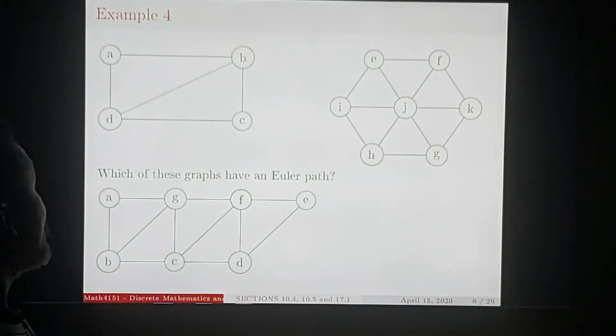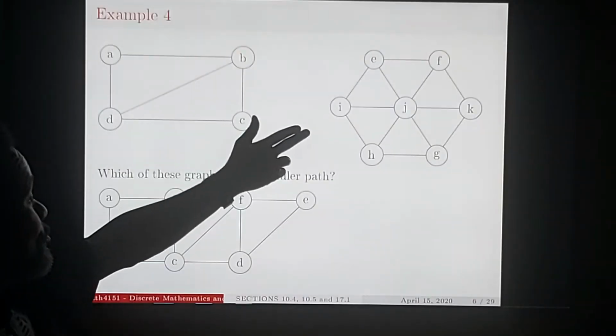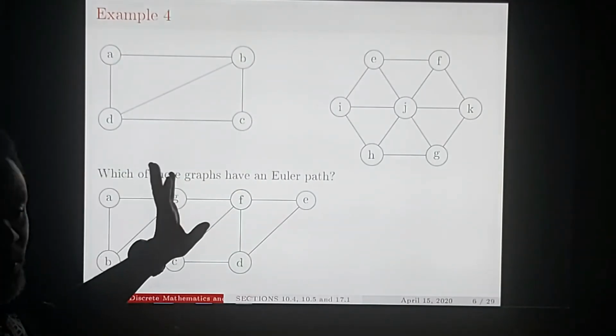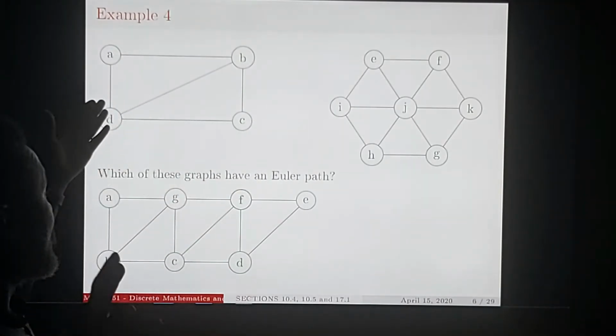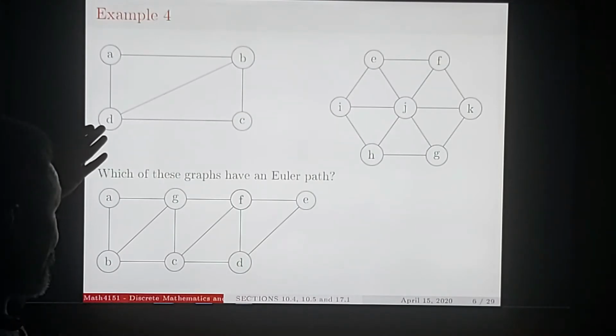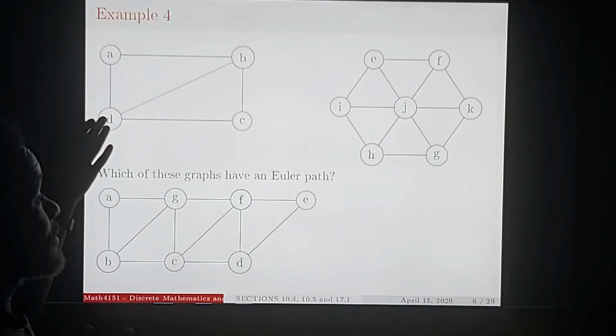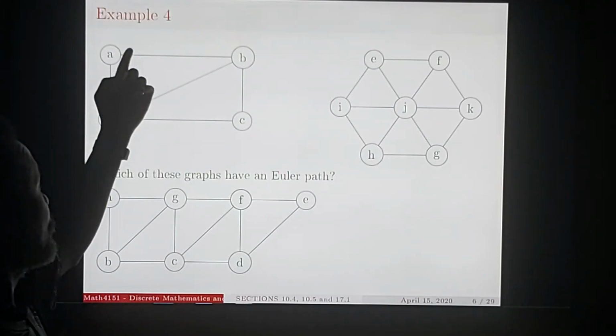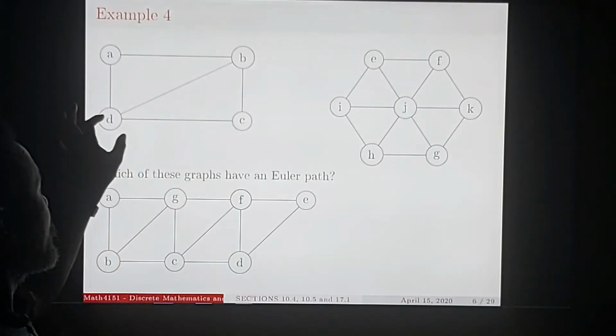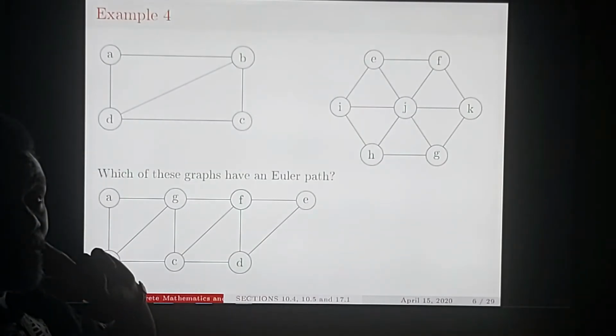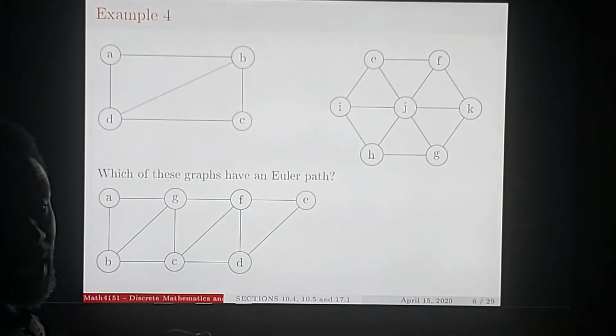Example number 4 asks: which of these graphs have an Euler path? Graph 1, graph 2, graph 3. We can just look at it without even looking at the solutions. Does this graph have an Euler path? This is a simple graph. For a path, you need at most two vertices of odd degree. Here, this one has two vertices of odd degree. Therefore, it has an Euler path. That's what you will say in the future.